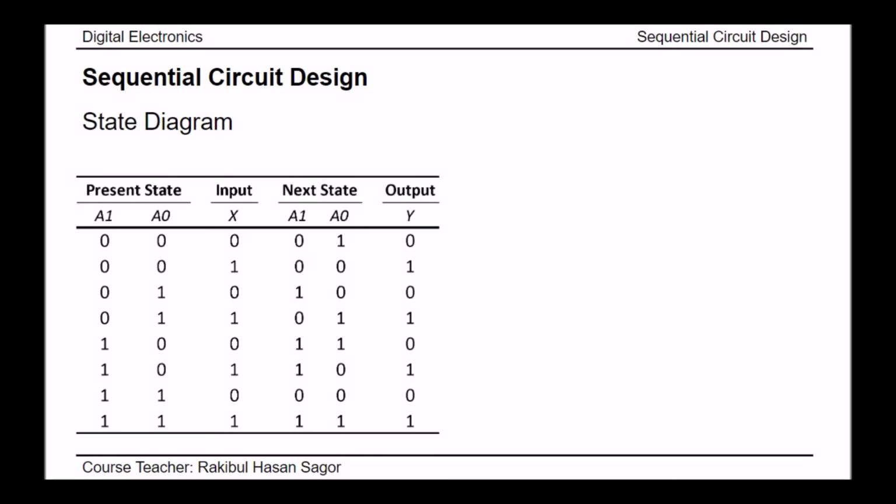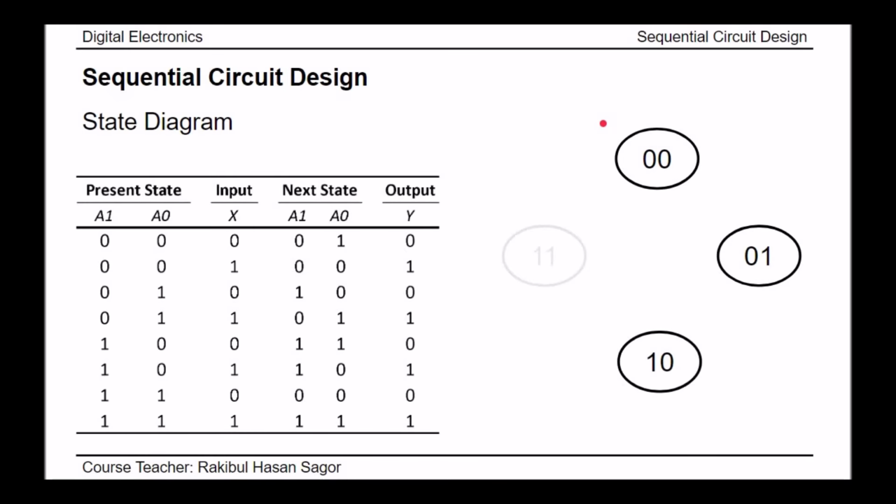When we draw the state diagram, first of all we must represent the maximum number of distinct states using that particular number of state bits. So we have 2 bits here.